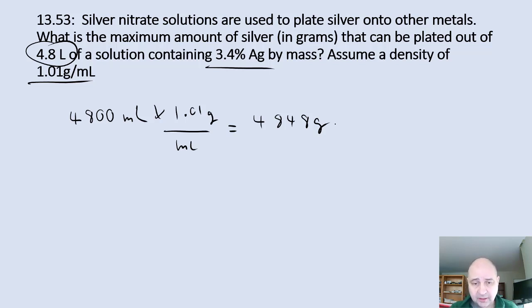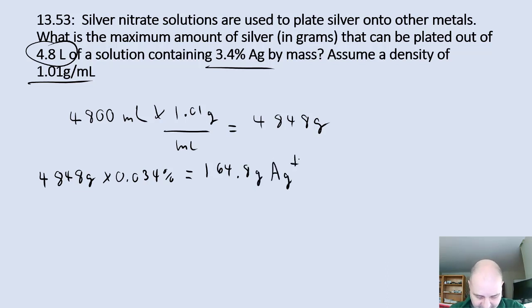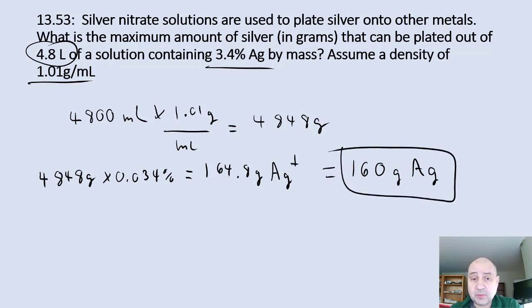But let's just keep it going. Our final answer has to have 3 significant figures, right? And so I now take that 4,848 grams and apply the percent to it, right? So times 0.034, and that's going to give me 164.8 grams of silver. All right, so this would then be 160 grams of silver. That's the answer already. So this long, wordy problem turned into a pretty simple problem.